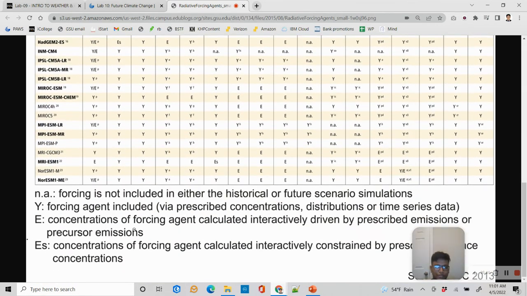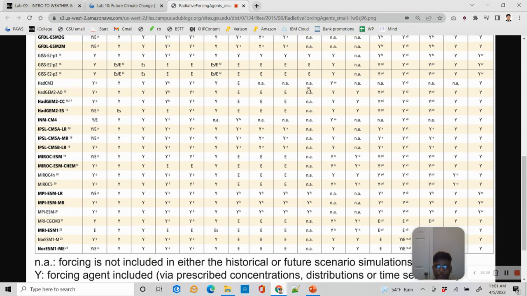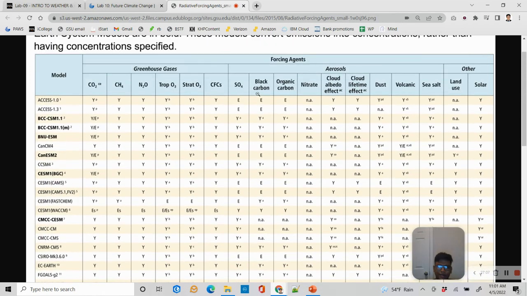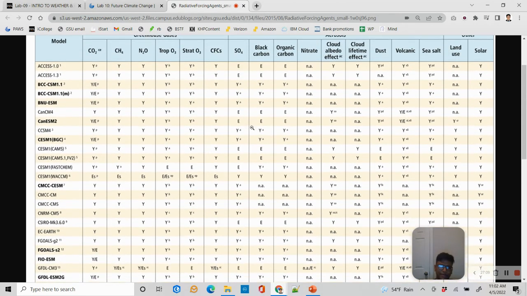E means concentration of forcing agent calculated interactively. So these are the calculated things. ES is the calculated thing, something like that. And NA means that forcing is not included in the historical or future scenario simulation. So some of those NA, not applicable, you see here. They didn't have any impact of black carbon in this.